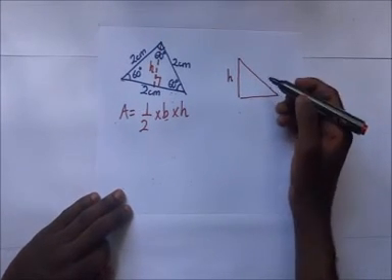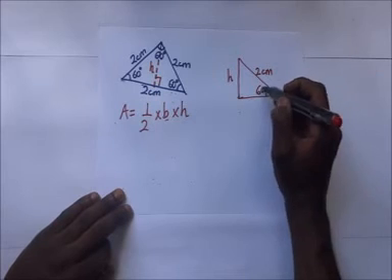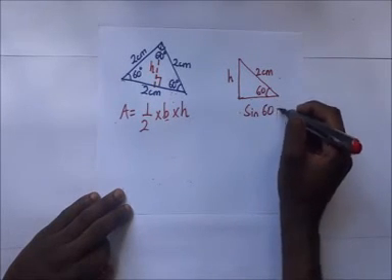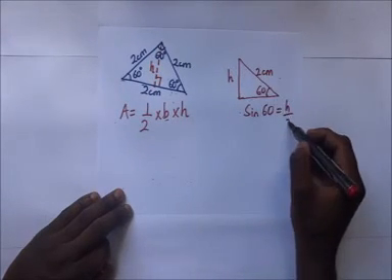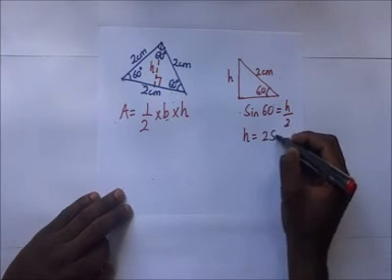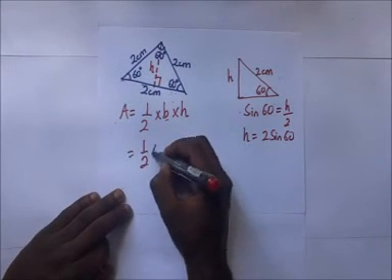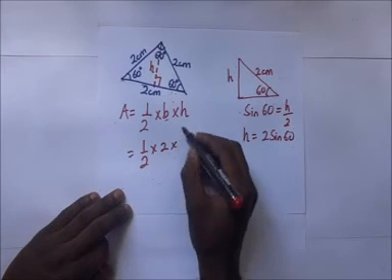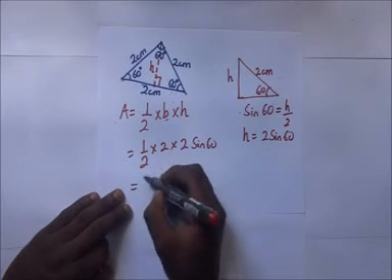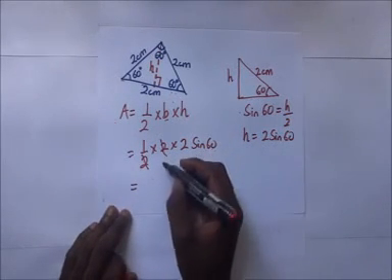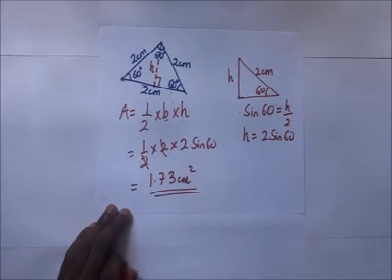If that is the value of H, and this here is 2 centimeters, and this is 60, still if we use the sine of 60, the sine of the angle 60 is going to be equal to opposite, which is the height we are looking for, over hypotenuse, which is 2. So it means our value of H is going to be 2 sine 60. So we substitute it here. So our area here is going to be a half times our base, which is 2 centimeters, times our height, which we've gotten here as 2 sine of 60. And when we compute that, we end up with our answer as 1.73 centimeters squared. And that is our answer.